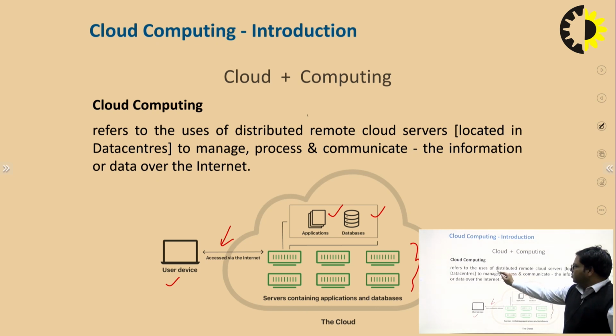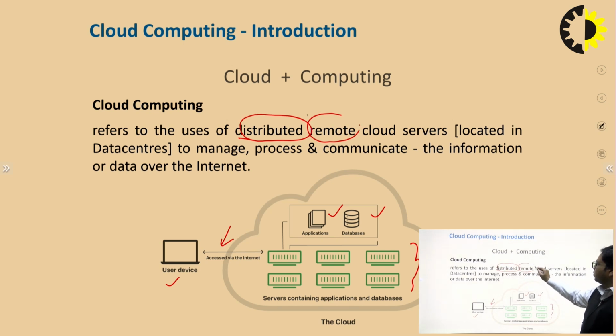Now there is a term, distributed. We must understand distributed and remote. The term remote is very clear to us, because these computing resources are not available at my own premises, they are stored in another location, on another server, or I must say the data center. They are not available at my premises, that's why we call them remote. And distributed, because many times the computing resources provided by a single service provider are not available in a single place, they are distributed across various machines, maybe various locations, or maybe various data centers.